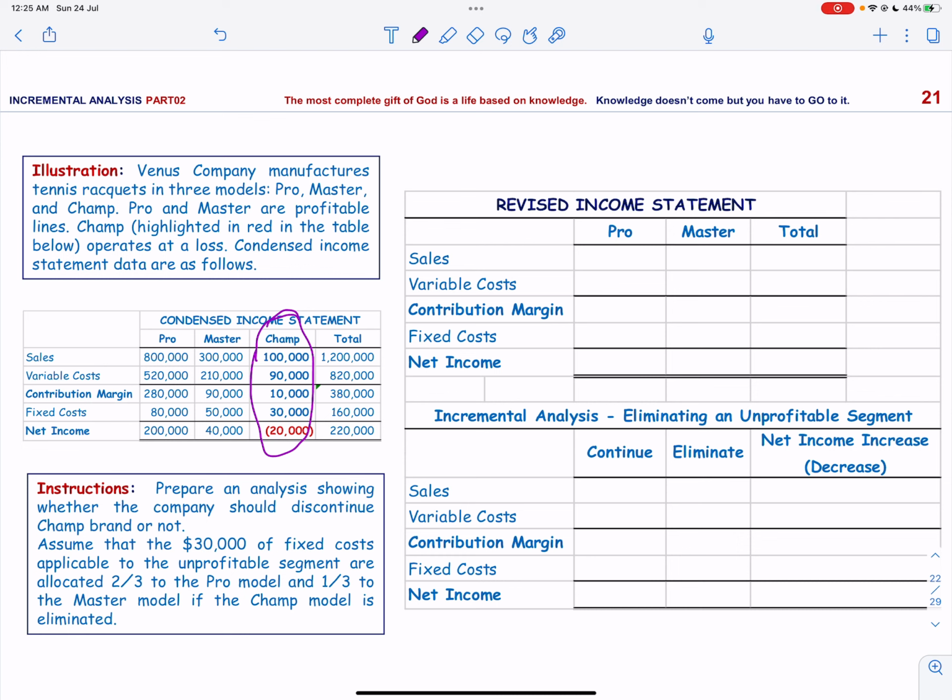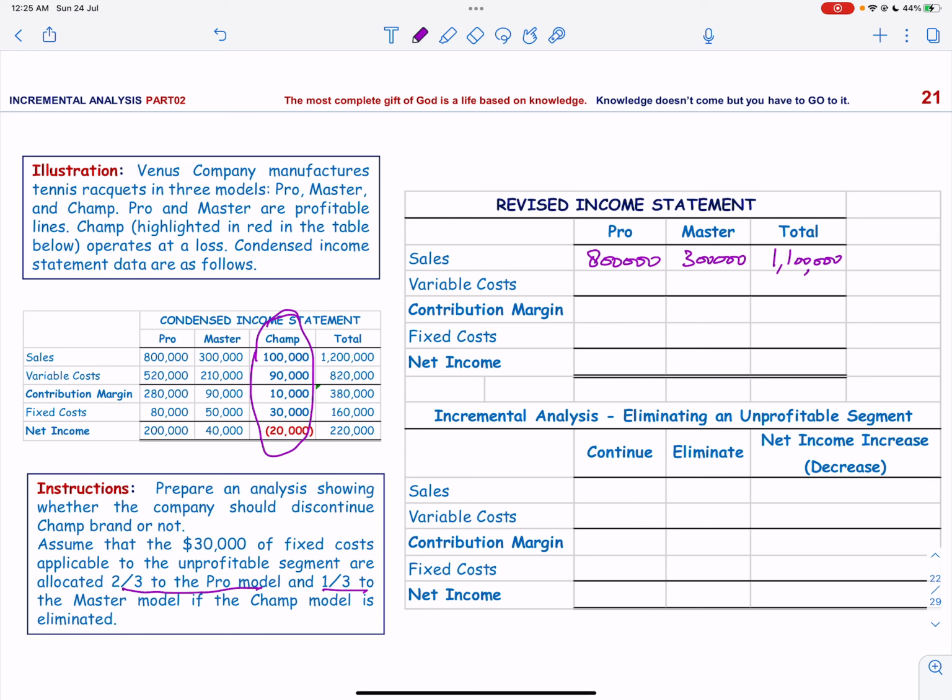Assume that 30,000 of the fixed cost applicable to the unprofitable segment is allotted 2/3 to the Pro model and 1/3 to the Master model if the Champ model is eliminated. So let us look into the revised income statement. If we eliminate Champ, the sales for Pro will be the same, 800,000. For Master, it will be 300,000, and the total will be 1,100,000.